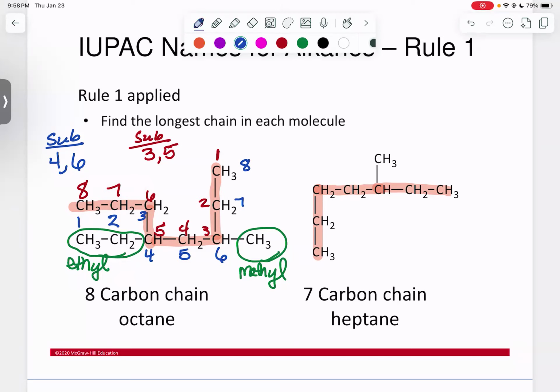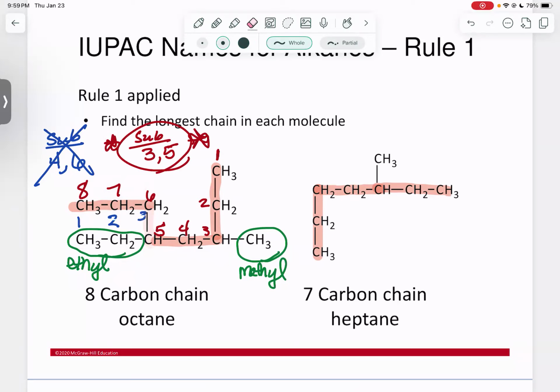So I have to go with the 3 and 5. So I'm going to stick with those red numbers, and I'm not going to use the blue ones. So you can go in and erase the blue numbers, right? And that's going to tell you the order that you should number your parent chain in. So I want you to pause the video and try it on this one.